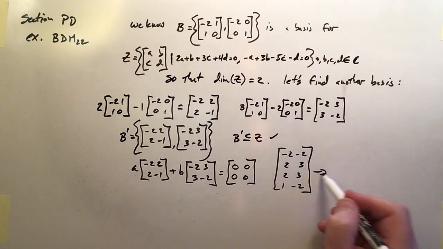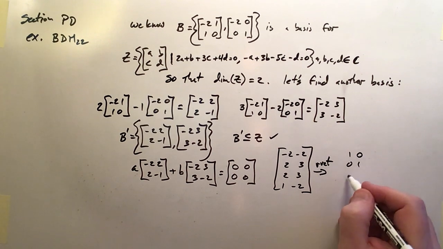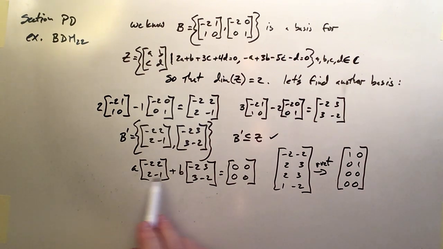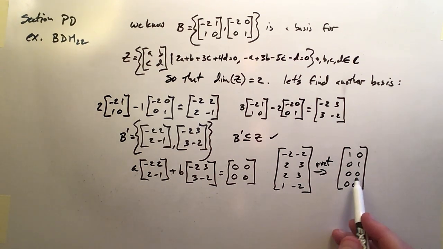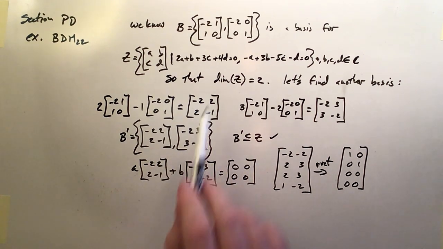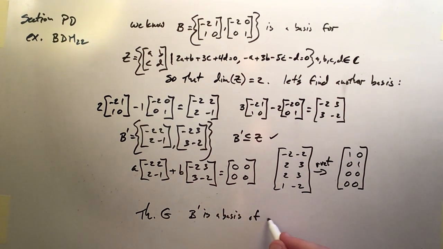Let's take the reduced row echelon form of this. And when we do that, we get 1, 0, 0, 1, and 2 rows of zeros. And what does that show me? That shows me that A and B have only trivial solutions to make this true. That means this set is linearly independent, and we already know it's a subset. It's got the same dimension as the original basis. And what does all that mean? Well, by theorem G, this Goldilocks theorem, this checks all the boxes. That means B prime is a basis of Z in all 2 by 2 matrices.